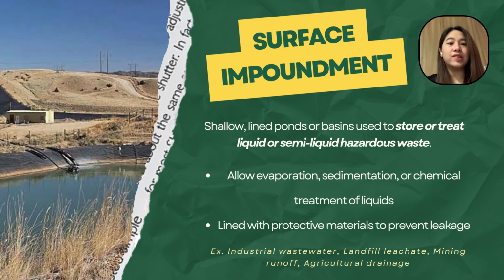Next, we have surface impoundments. These are pond-like structures, either natural depressions or man-made basins. They are designed to hold liquid hazardous waste. They are lined with protective materials to prevent leakage, and take note that it's only for temporary storage and treatment. They are used to store and sometimes treat industrial wastewater, landfill leachate, mining runoff, and even agricultural drainage.